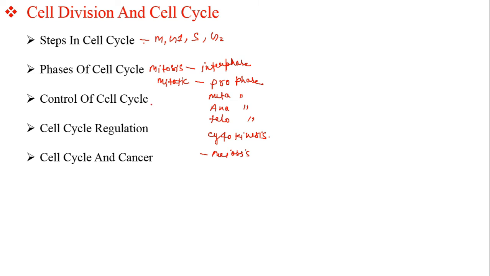cell cycle. So control of cell cycle includes checkpoints and control points. Then cell cycle regulation and cell cycle and cancer. All these are very vast topics which we will discuss in our next video tutorial.